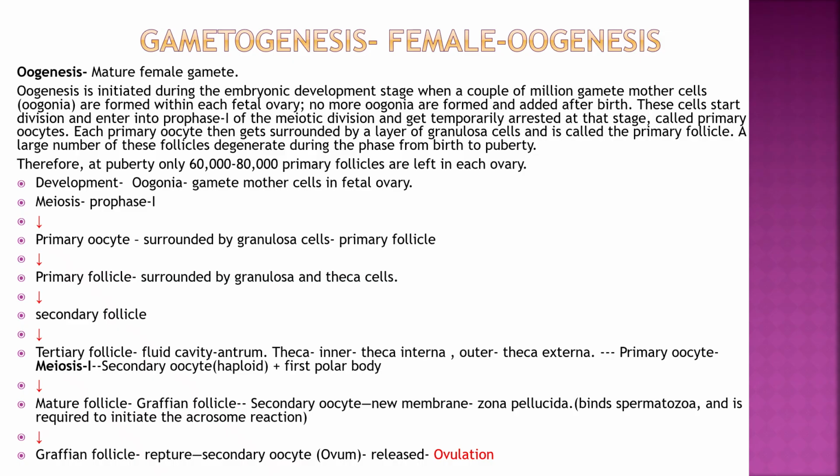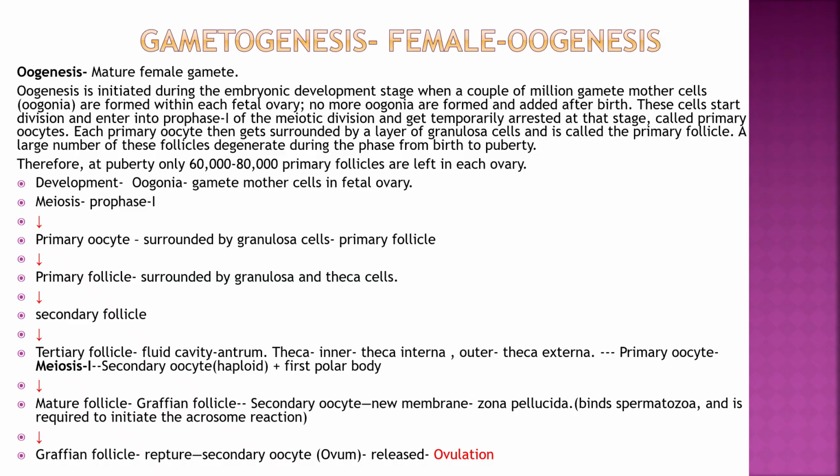The theca is divided into two parts, inner theca interna and outer theca externa. And inside that, the primary oocyte undergoes meiosis 1, and then it is developed into a secondary oocyte, which is haploid, and the first polar body. Then the mature follicle is formed, called the Graafian follicle, and around the secondary oocyte a new membrane is formed, that is called zona pellucida.